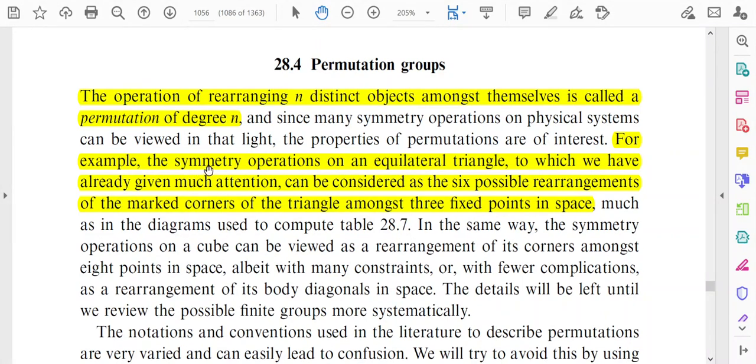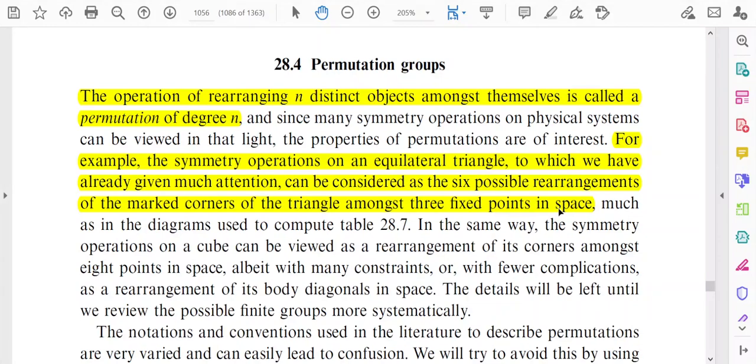For example, the symmetry operations on an equilateral triangle, to which we have already given much attention in the earlier lectures, can be considered as the 6 possible rearrangements of the marked corners of the triangle amongst 3 fixed points in space. Because we noted that when we were performing different types of symmetry operations, if we marked the corners of the triangle with some notations, those points were rearranged after the different symmetry transformations.